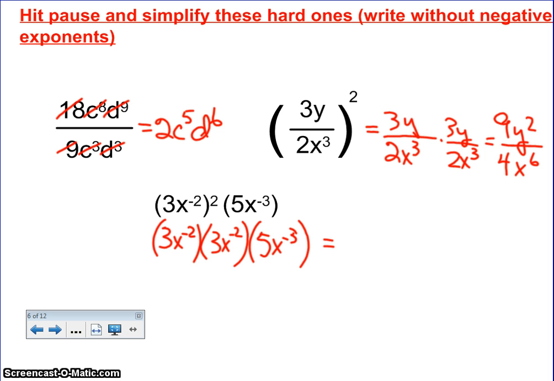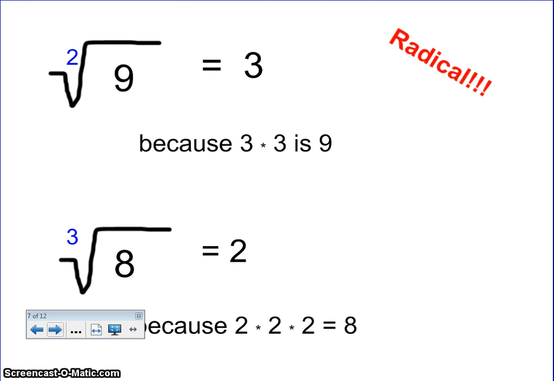All right, once I get here, I'm in pretty good shape. 3 times 3 times 5, that's the hardest part of this problem for me, is 45. And then x to the negative 2, x to the negative 2, x to the negative 3, add negative 2, negative 2, and negative 3, and you get negative 7, which is just 45 over x to the 7th. Remember, when you have a negative exponent, you move it to the bottom of the fraction, and it becomes positive.